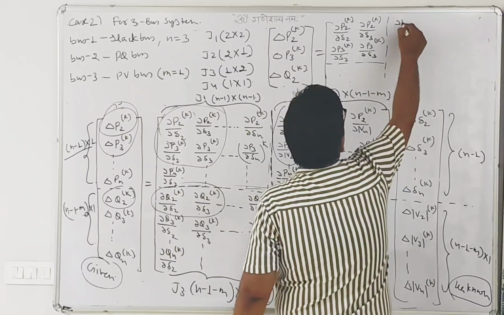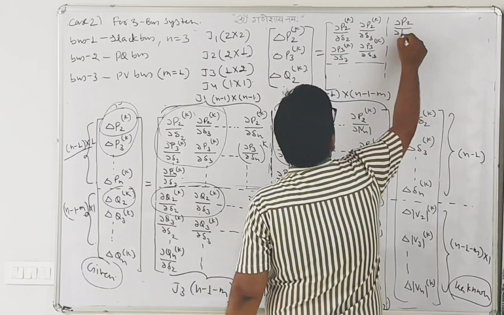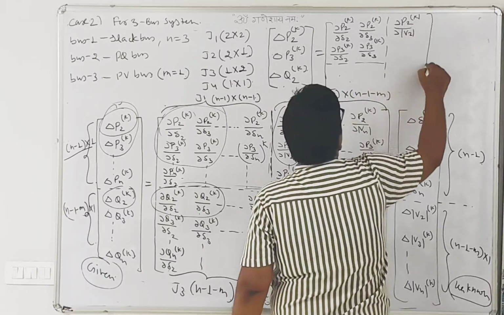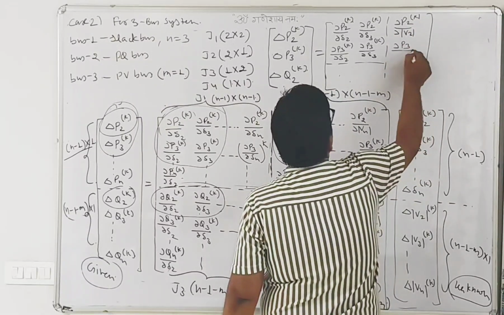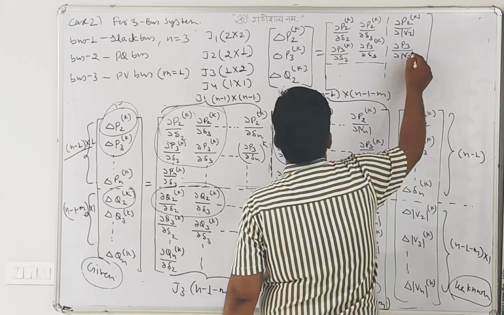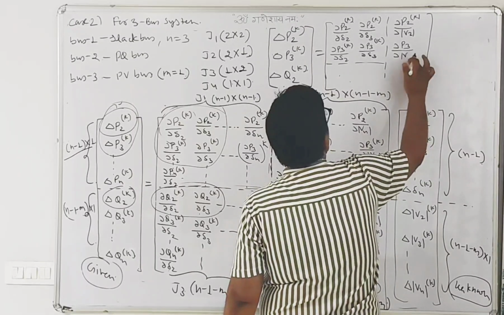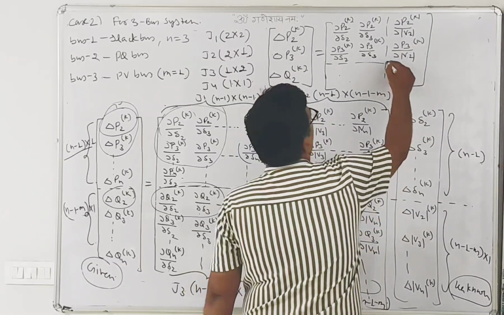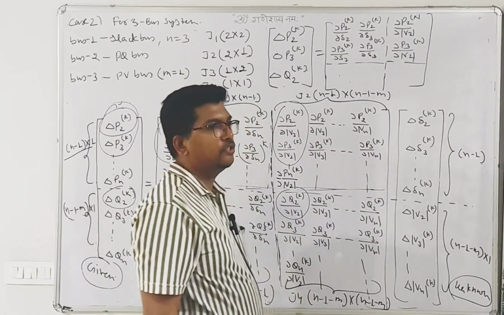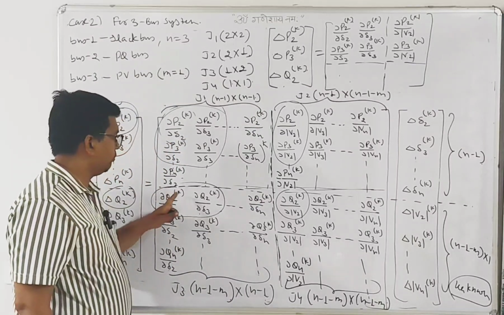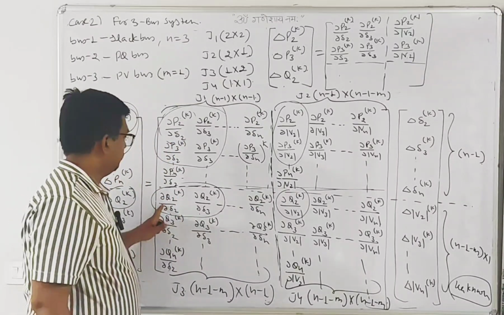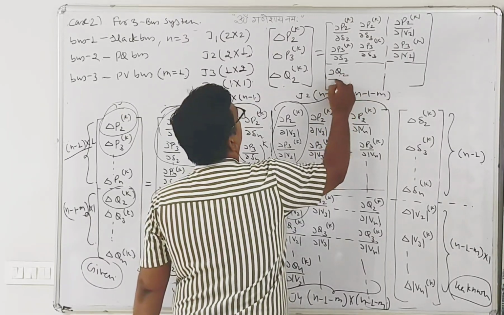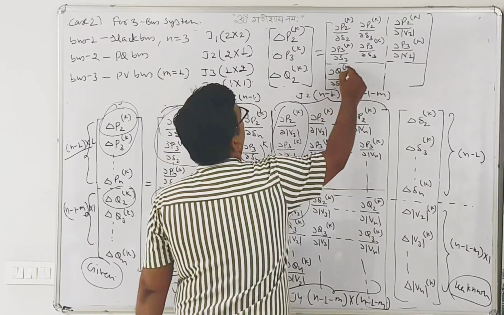What does this become? Delta P2 upon delta V2 for kth iteration. What does this become? Delta P3 upon delta V2, sorry, this is delta V2 for kth iteration. So this is our J2. Now what is J3? 1 cross 2. So this becomes delta Q2 upon delta 2 whole to the power k.